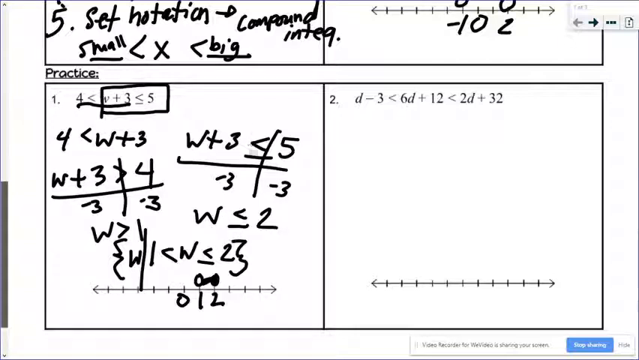I want you to see if you can do number 2 by yourself. I'm going to pause the video, you're going to pause the video, and when we come back, we'll walk through the steps.